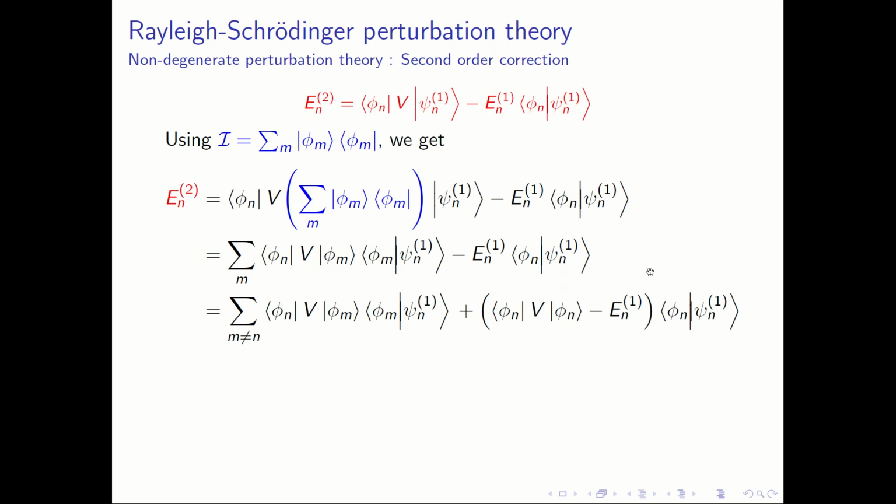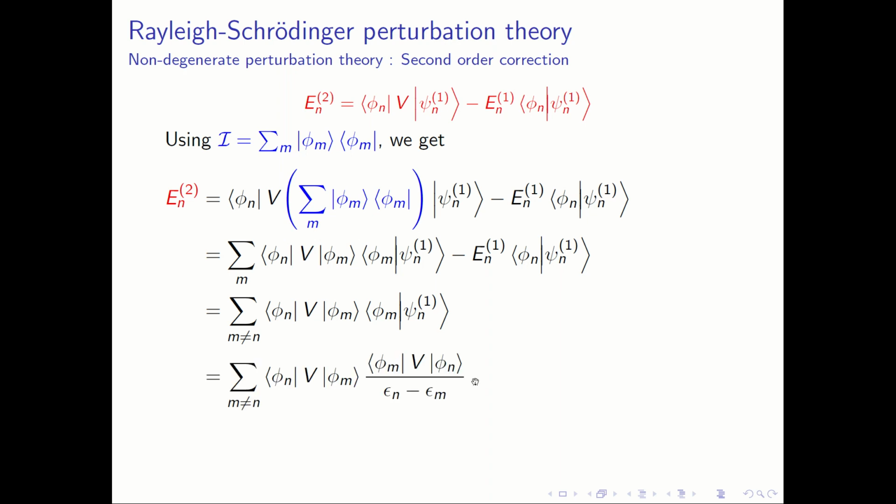So the fact that we could not figure out what <phi_n|psi_n^1> was from perturbation theory actually has no bearing whatsoever in the final result for E_n^2. The final result is independent of this extra piece. And we are left only with the m not equal to n term. Now we use the fact that we already know what these overlap values are. Remember, we know them only for m not equal to n. And we plug this in.